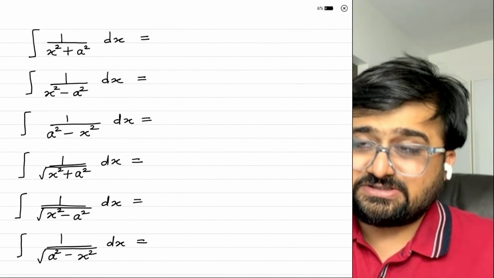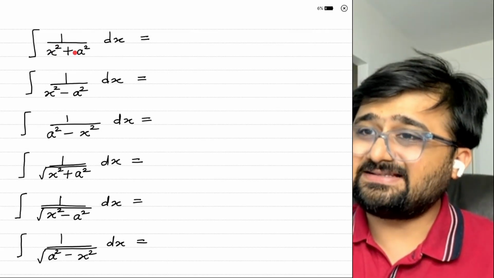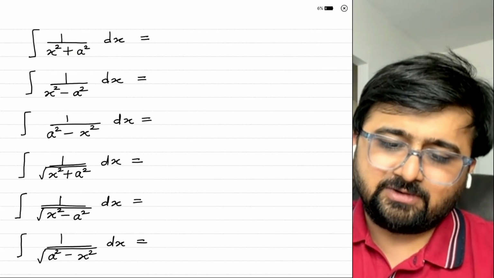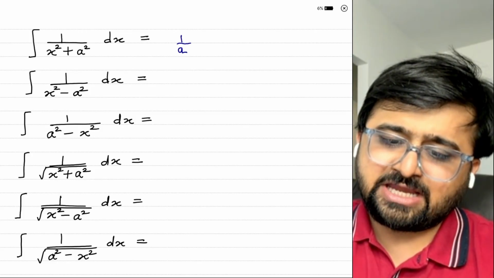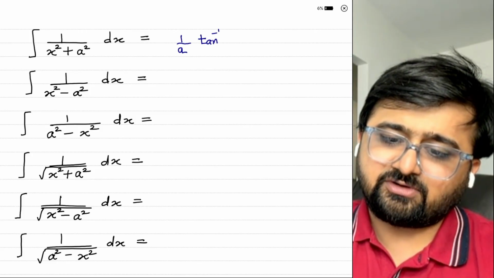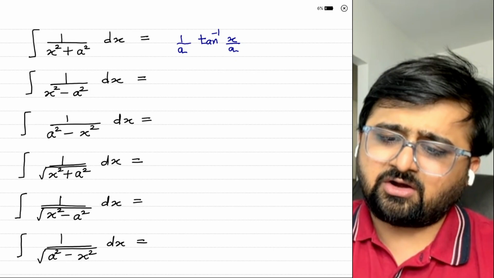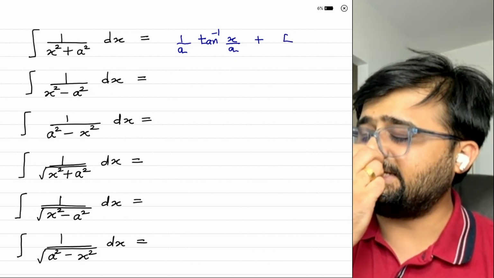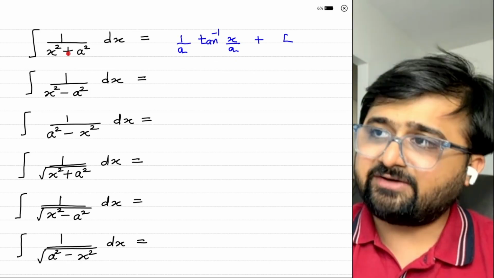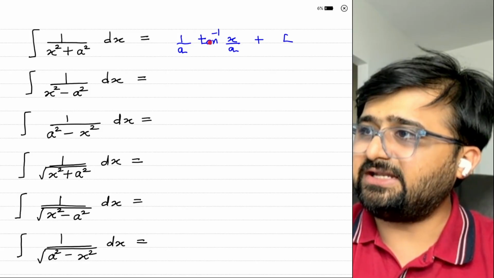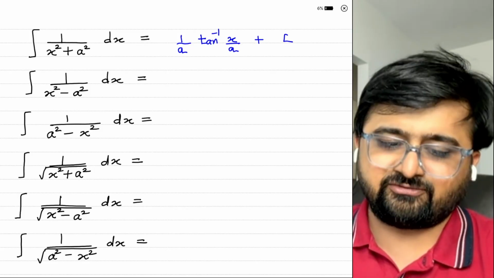Remember that whenever you see 1 upon x square plus a square, so there is a plus in between, the formula for this is 1 upon a tan inverse of x upon a. Obviously there is a constant of integration, the arbitrary constant. So remember, whenever there is a plus sign, it is 1 upon a tan inverse of x upon a, the integral of that particular function.